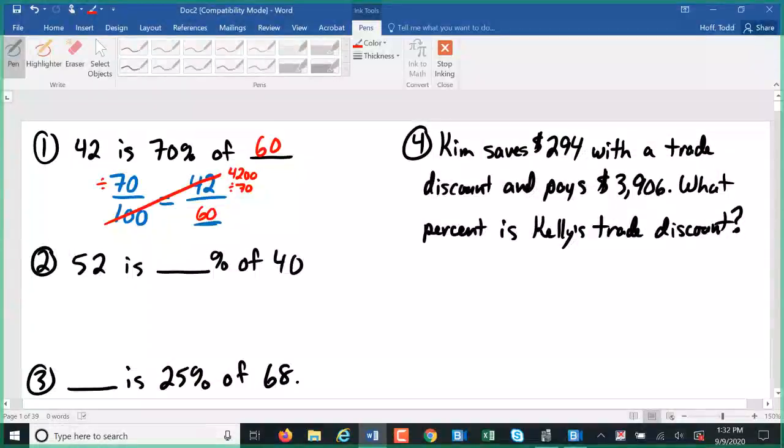So the key is we multiply the two numbers that are diagonal, and we divide by the third number.